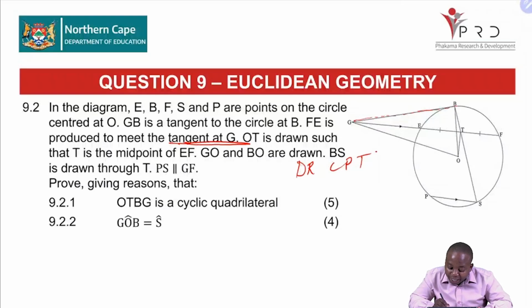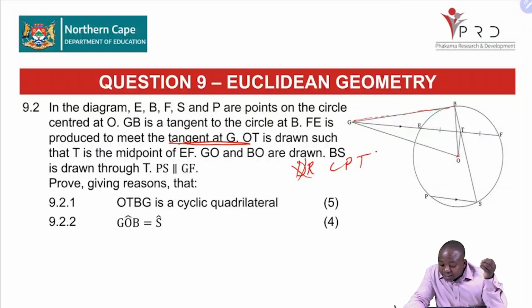Let us see. Do we have any diameter? No, we do not have a diameter. We are told that O is the center, but there is no line that passes through that center. So we don't have a diameter. The statement does not point to any diameter, so we're not going to work with the diameter for this question.